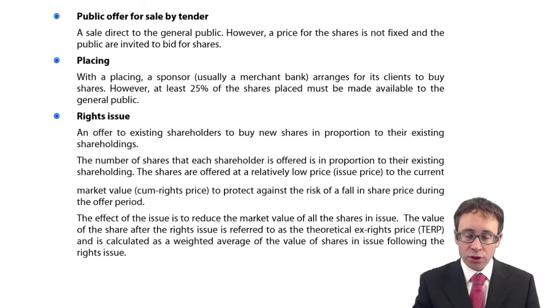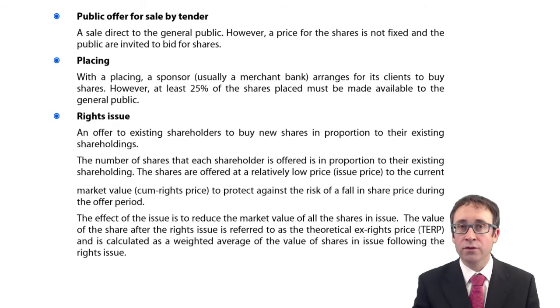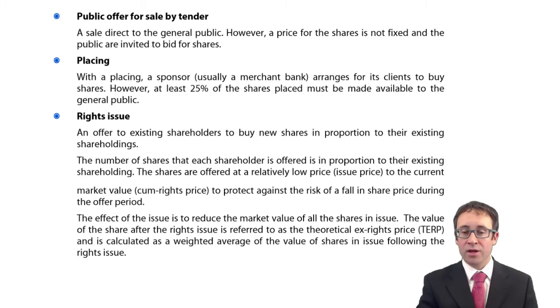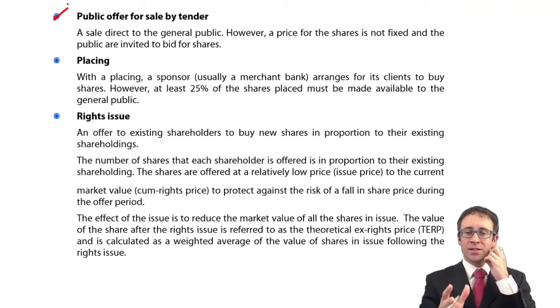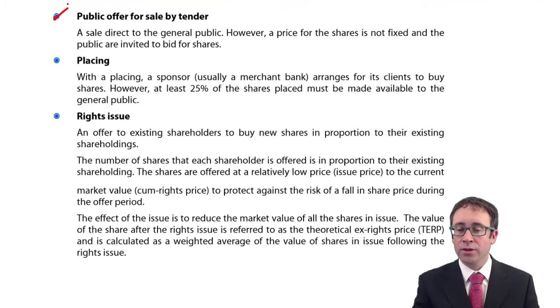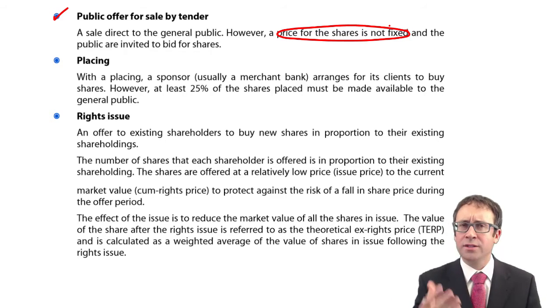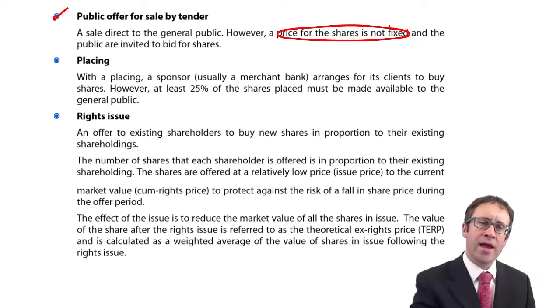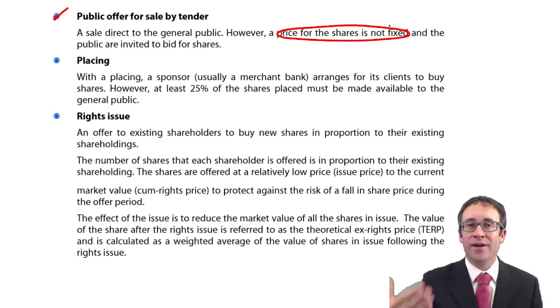So, here are some other ways of getting around that issue, still using equity finance. Instead of an offer for subscription like we did in the previous video, you can have an offer for sale by tender. An offer for sale by tender is quite simply the same, offered to new shareholders. However, the share price is not fixed. In our last example in part A, the share price was fixed at $2.40. Here, we invite the shareholders to bid for the shares.